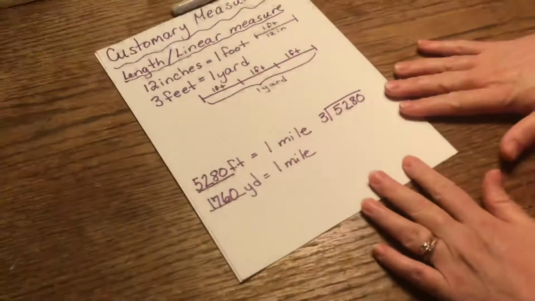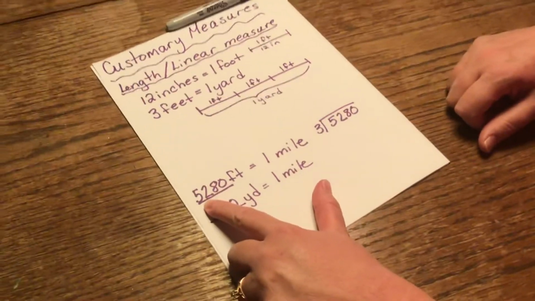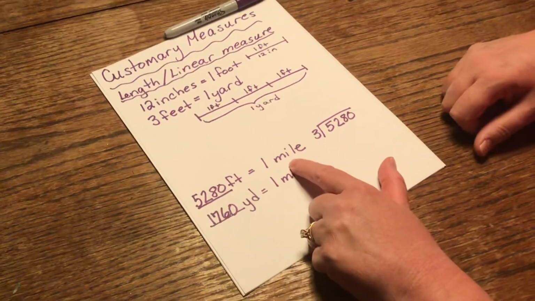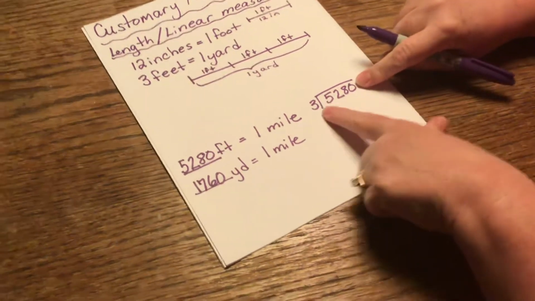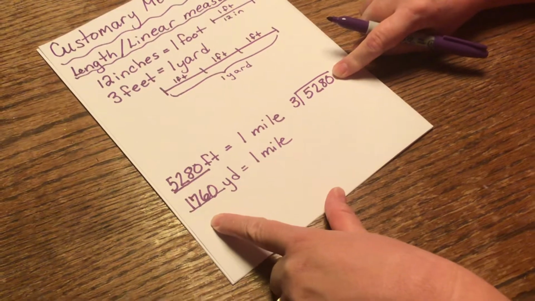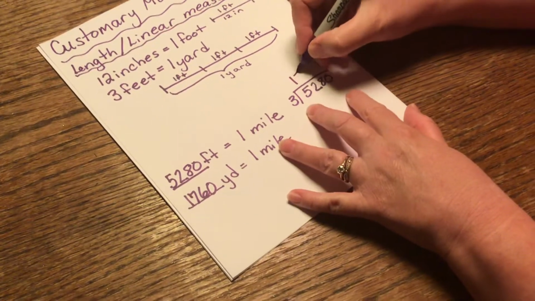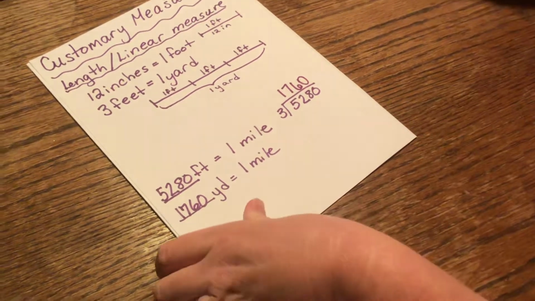For the overachievers, if you want to go out to a mile, it takes 5,280 feet to make a mile. And if you divide that number of feet by 3, you'll get how many yards in a mile, and it's 1,760. I looked it up on Google, so you can trust me. No, I actually did the math.